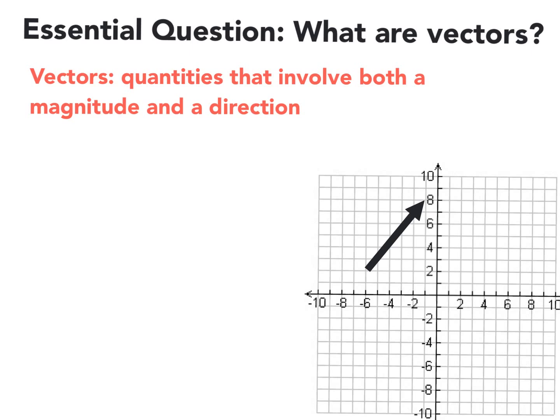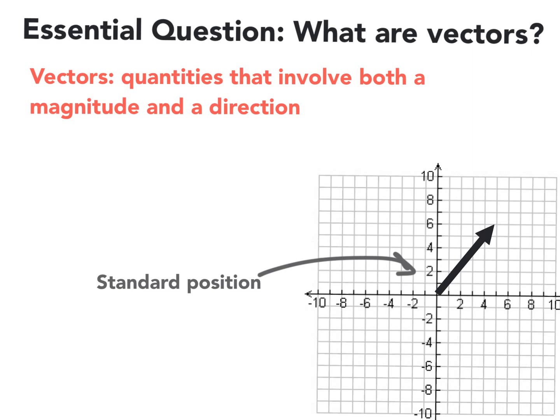direction. Now, one thing that makes vectors special is that you can move them anywhere in the plane, and it's still the same vector as long as you don't change its length or its direction. And the standard position of a vector is starting right here at the origin. All right, so now let's jump into how can we use vectors.